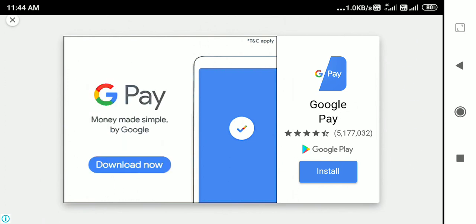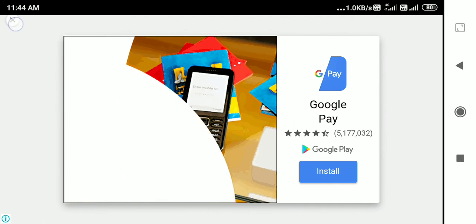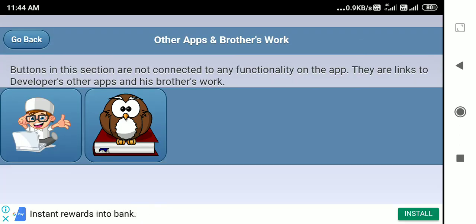Okay, so we are now kind of stuck with some other things. Other apps don't work. Okay, these are the kind of things.